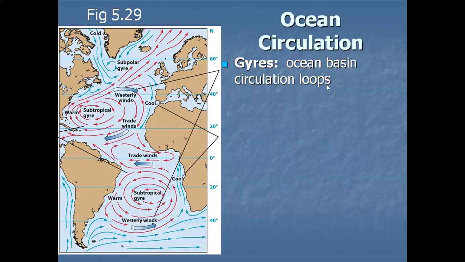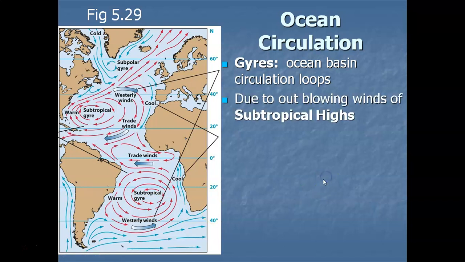And so we're just going to focus on the North Atlantic and the South Atlantic basins and the gyres that are set up there. But they're also in the North Pacific and the South Pacific. I'll show you that in another diagram. Now, these gyres are set up by the outblowing winds of the subtropical highs. Now, in the southern hemisphere, remember, they're unnamed and they just exist all year long. And they exist over the southern Atlantic.